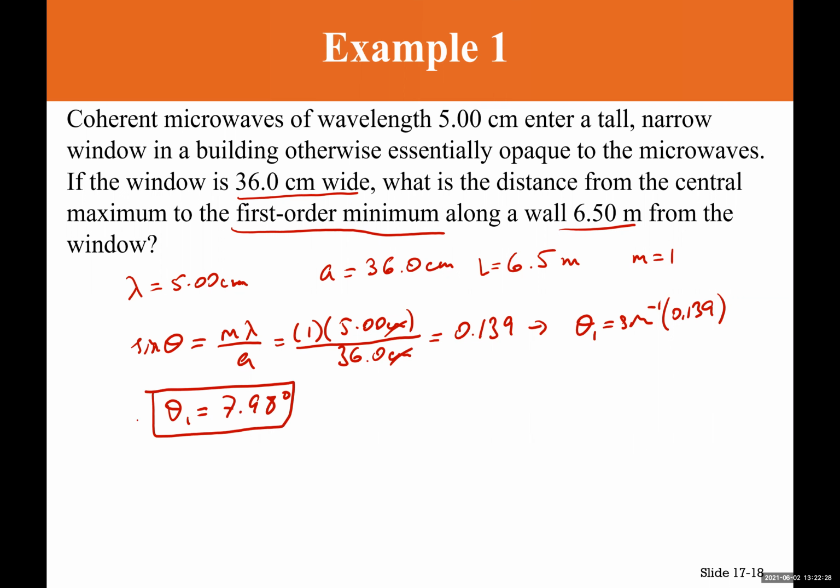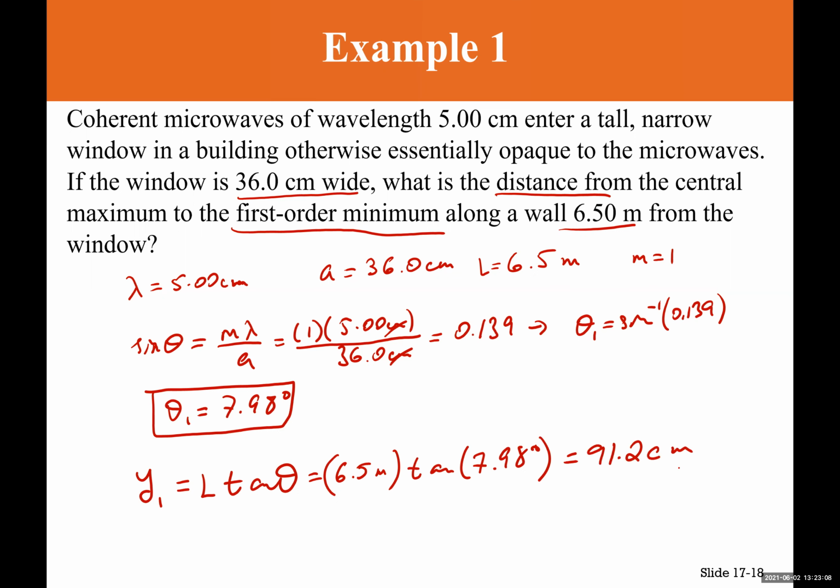Okay, so that's basically the distance from the central maximum to the first order minimum. But here's the thing: when it says distance, it generally means the vertical distance. So we got theta, but what we actually need is y1. Now we use the L tangent of theta equation because theta is larger than 5 degrees. So we put 6.5 meters, that's our L, times tangent of 7.98 degrees. We calculate 0.912, then you just convert it into centimeters, so 91.2 centimeters. That means going from the central bright to the first dark, it's going to be almost a meter. That's why when the openings are really large, you don't really see the diffraction patterns.